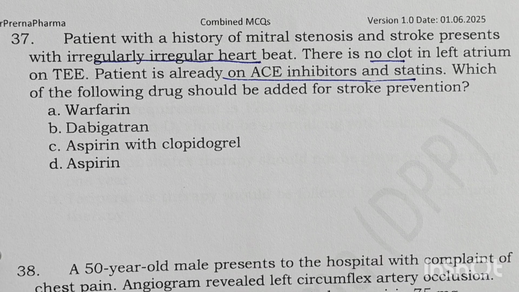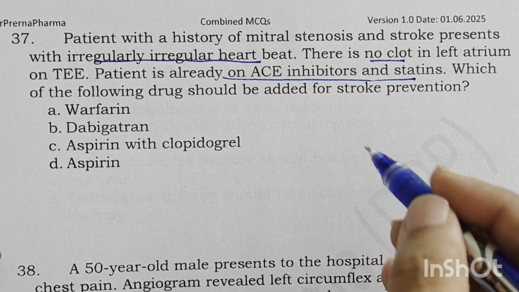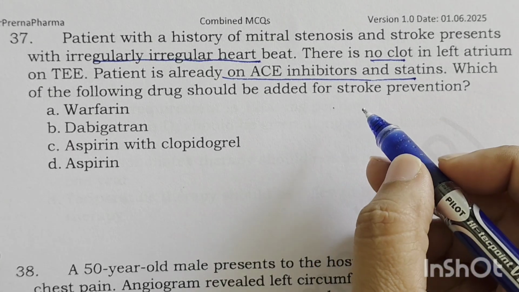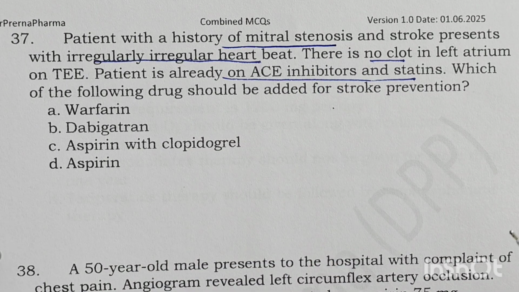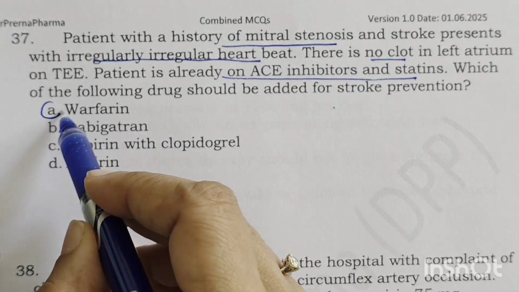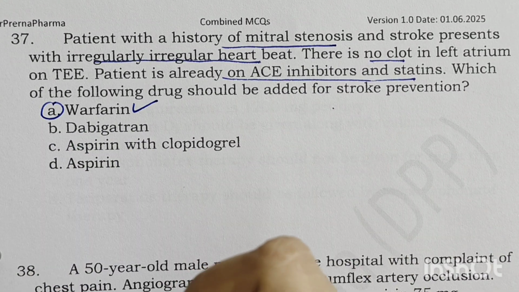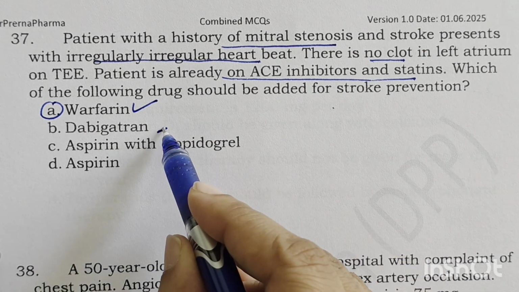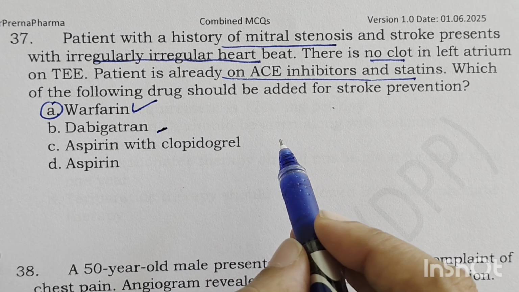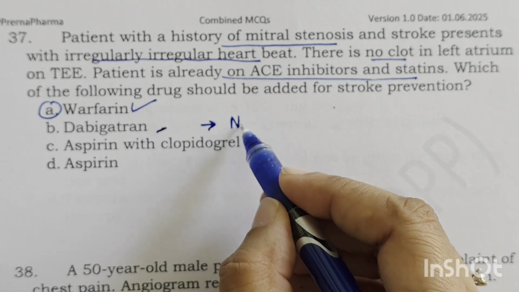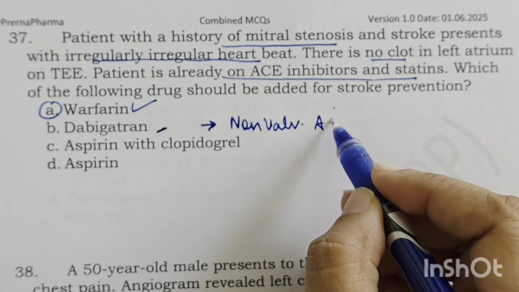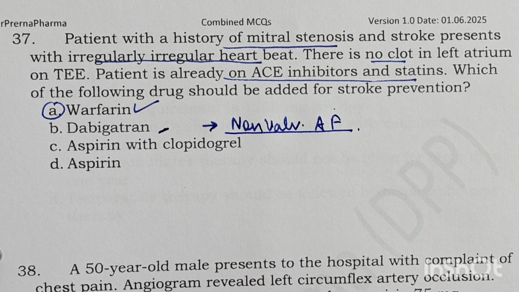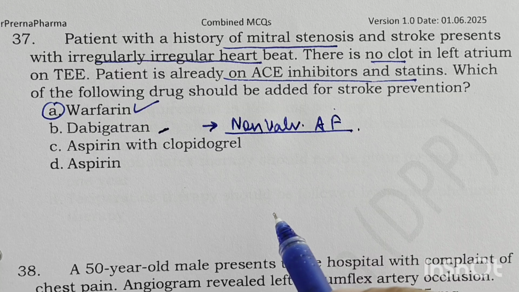Now, medication to reduce the risk of stroke in a patient with a history of transient ischemic attack or ischemic stroke, especially with a history of mitral stenosis. Here, the answer is warfarin. Now, why warfarin? Directly acting anticoagulants like dabigatran, apixaban, rivaroxaban, edoxaban are preferred over warfarin in non-valvular atrial fibrillation. If it is non-valvular atrial fibrillation, then directly acting anticoagulants are preferred.